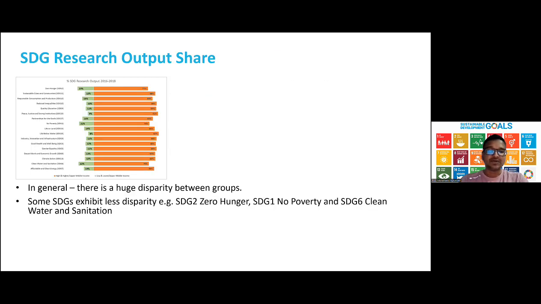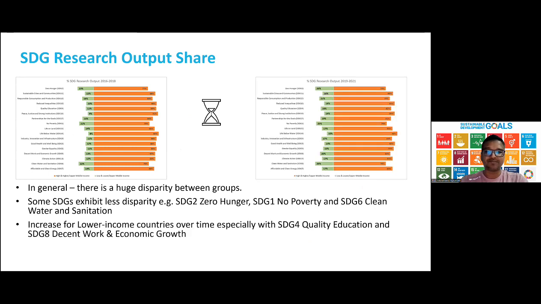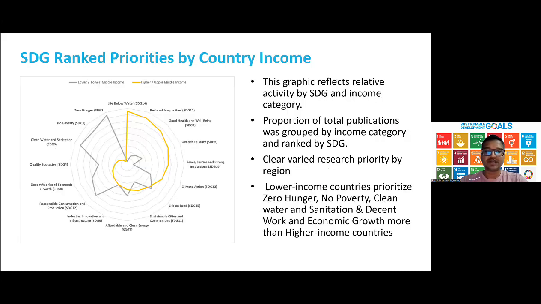SDG research output share: in general, there is a huge disparity between the groups. Some SDGs are exhibiting less disparity, for example SDG 2, zero hunger, SDG 1, no poverty, and SDG 6, clean water and sanitation. And there is an increase for lower income countries over time, especially with SDG 4, quality education, and SDG 8, decent work and economic growth.